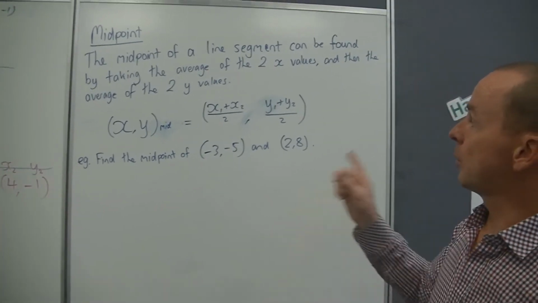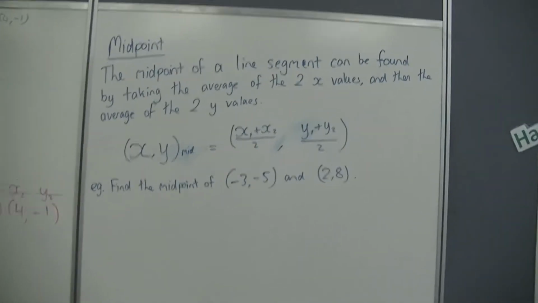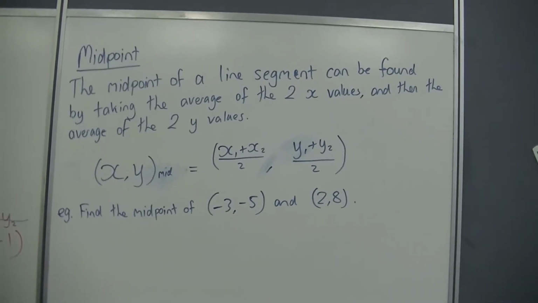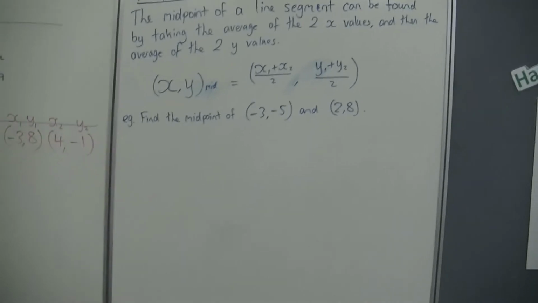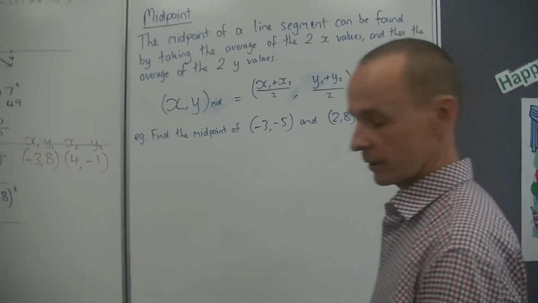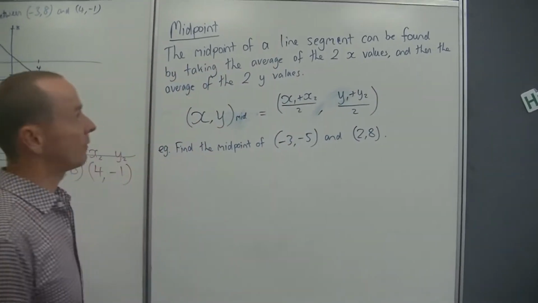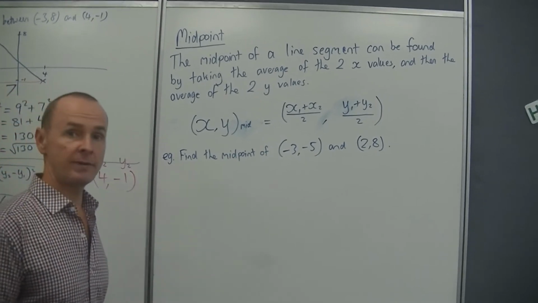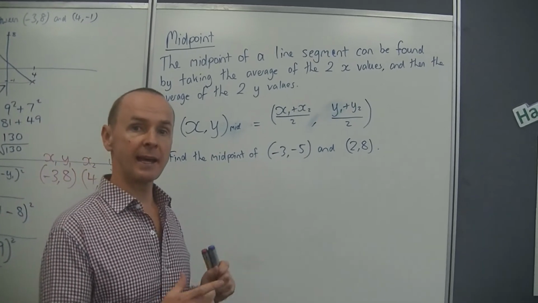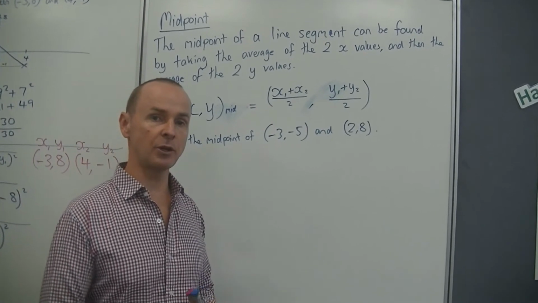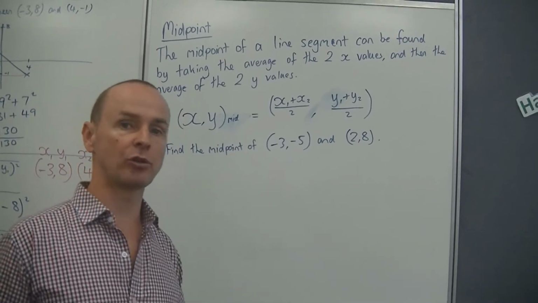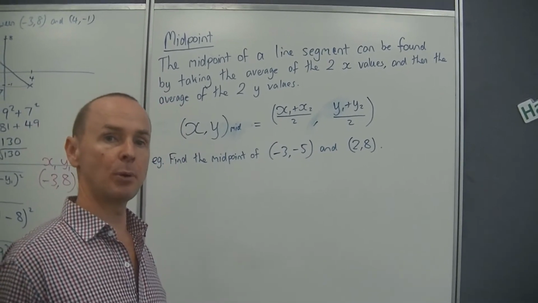Next bit is the midpoint. Have a quick look at that. Copy it down. Alright, glad you could do that so quickly. So the midpoint of a line segment is really easy. All you have to do is take an average of the 2 x values and then take an average of the 2 y values, and they're your midpoint values.